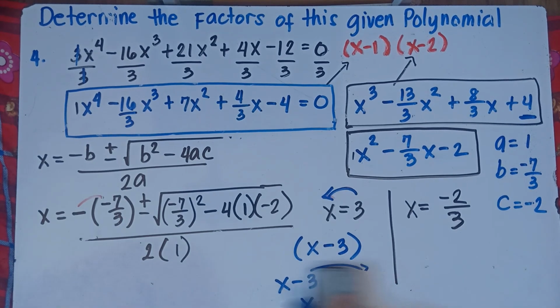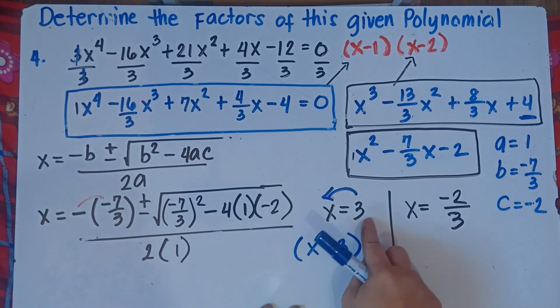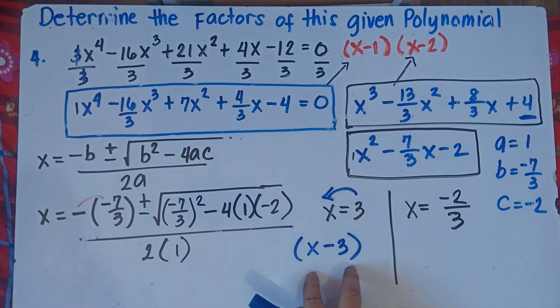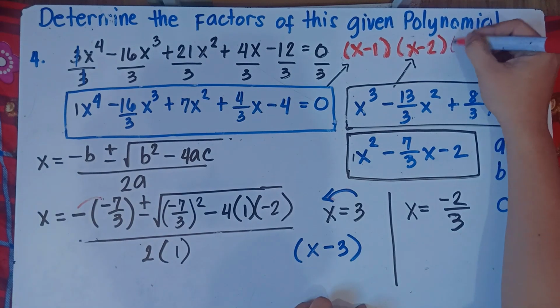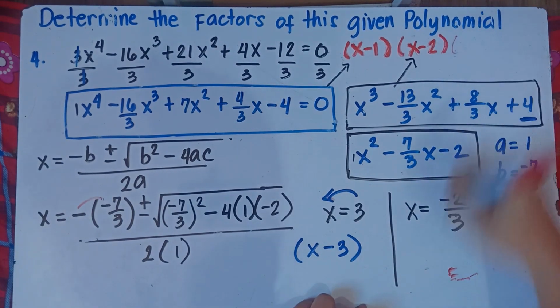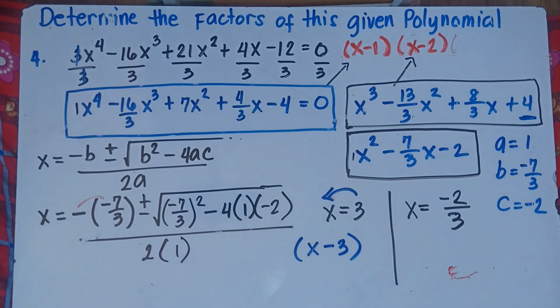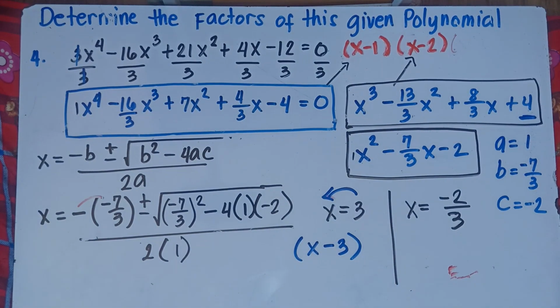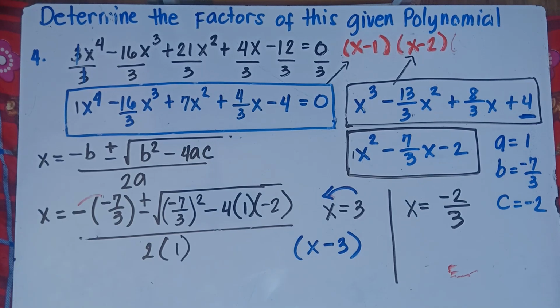Since we are told to find the factors, we need to transpose 3 from right to left. So this will be our third answer, class. x minus 3. Our third answer will be x minus 3.